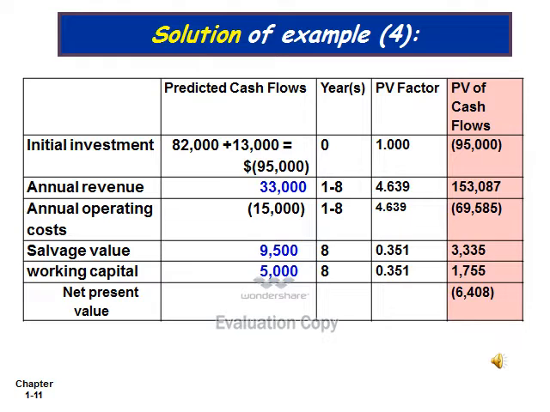The sum of present value of cash inflows minus the sum of present value of cash outflows equals net present value. In this example, the net present value is negative 6,408. That means this project is not profitable.